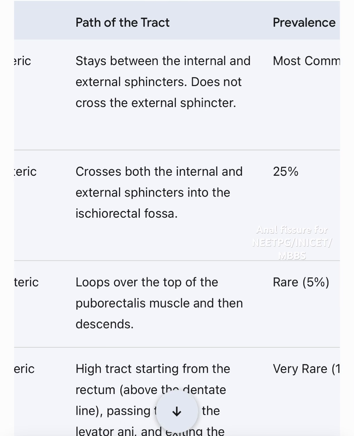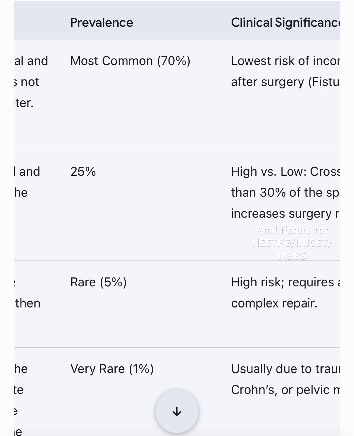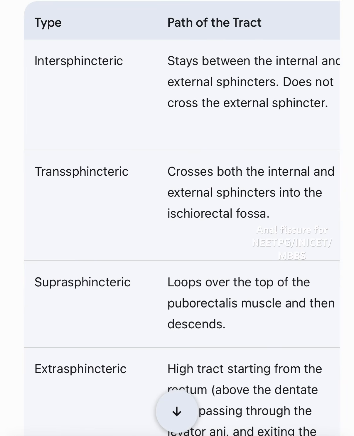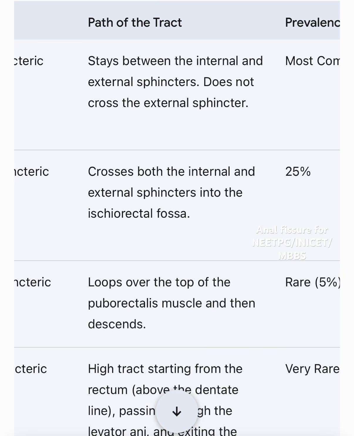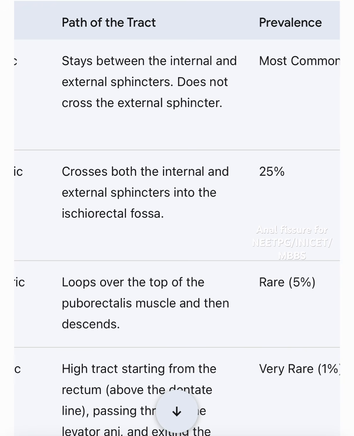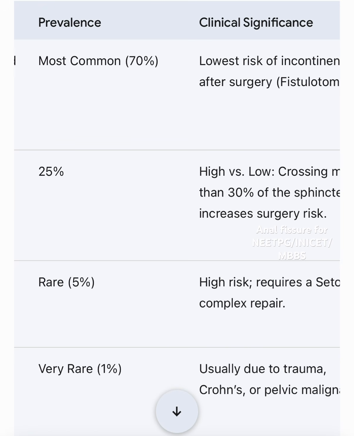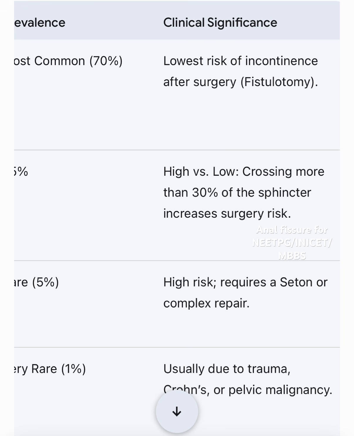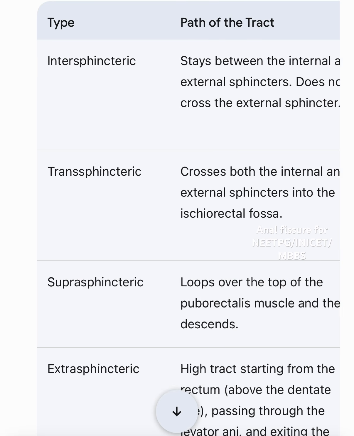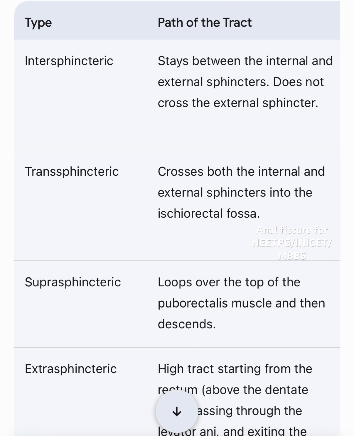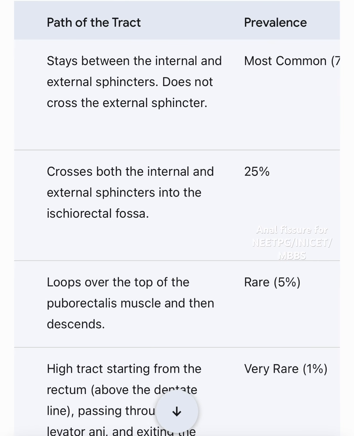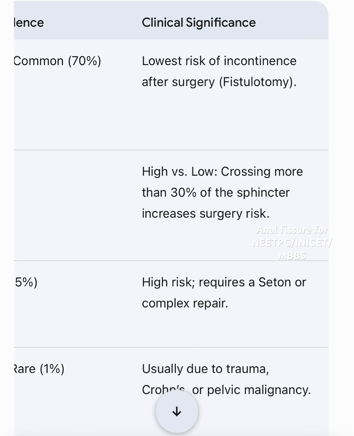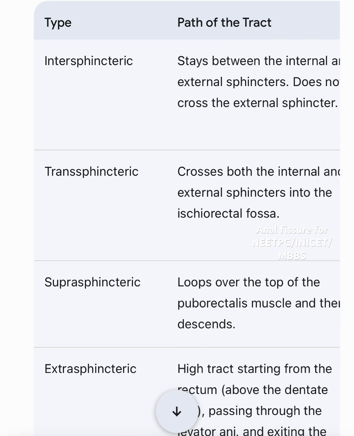Type, path of the tract, prevalence, clinical significance. Intersphincteric: stays between the internal and external sphincters. Does not cross the external sphincter. Most common, 70%. Lowest risk of incontinence after surgery, fistulotomy. Transsphincteric: crosses both the internal and external sphincters into the ischiorectal fossa. 25%. High versus low: crossing more than 30% of the sphincter increases surgery risk.